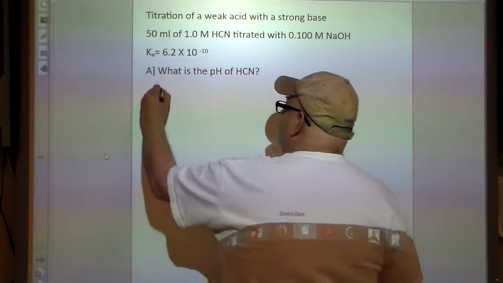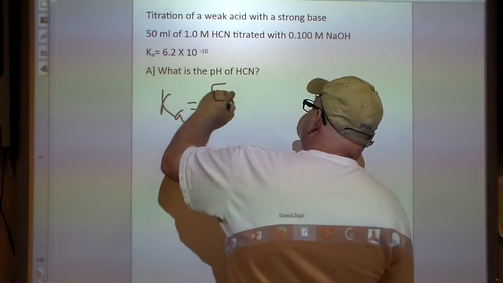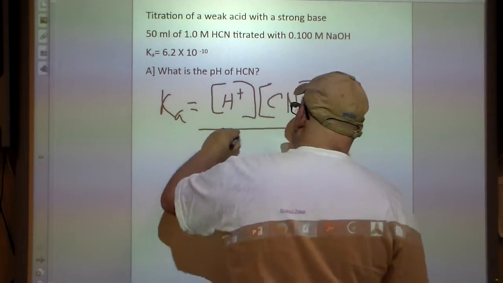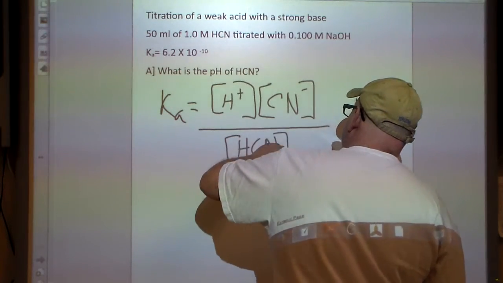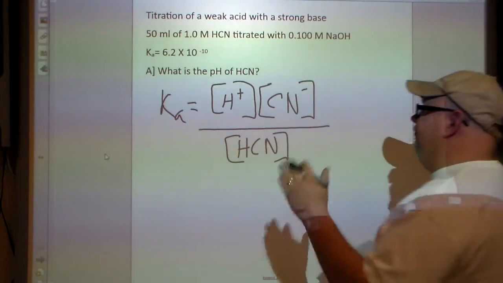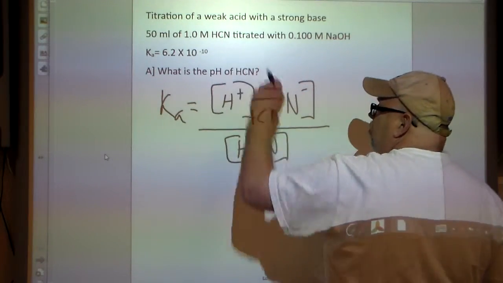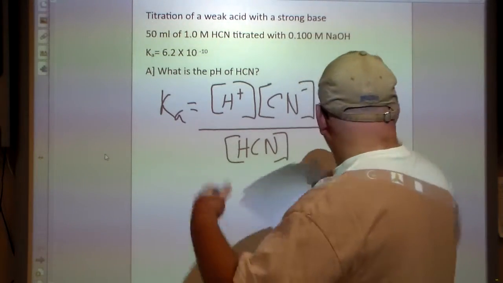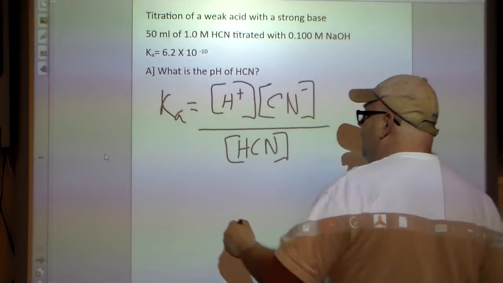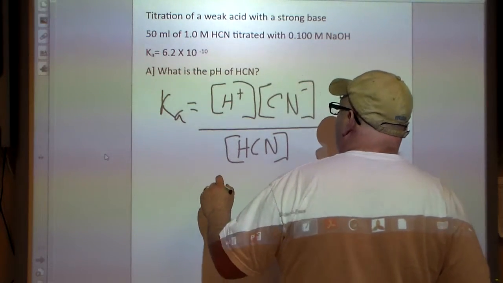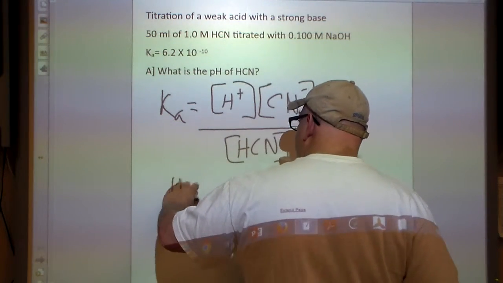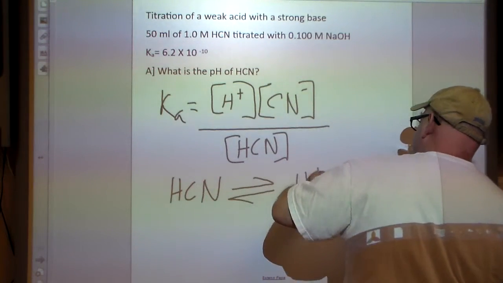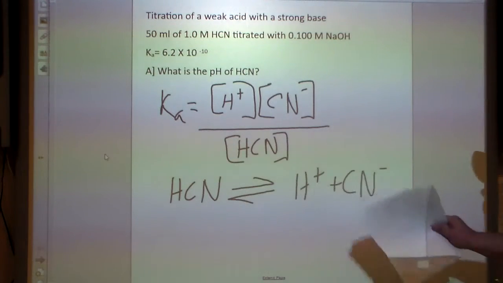If you think about it, Ka is equal to the concentration of H plus multiplied by the concentration of CN minus over the concentration of HCN. You'd say, where did you get all this from? Well, keep in mind, we're assuming we're putting the HCN in water and it's breaking up. So if we look at the reaction, HCN goes back and forth to H plus and CN minus. This is what's going on.